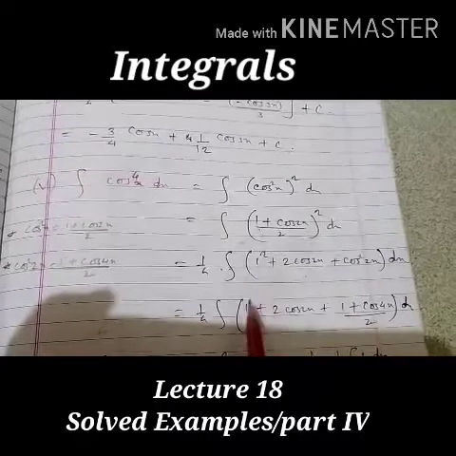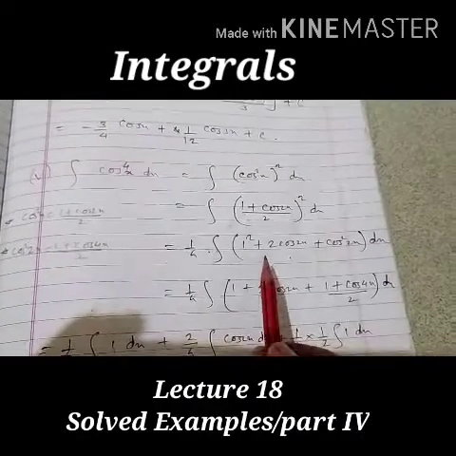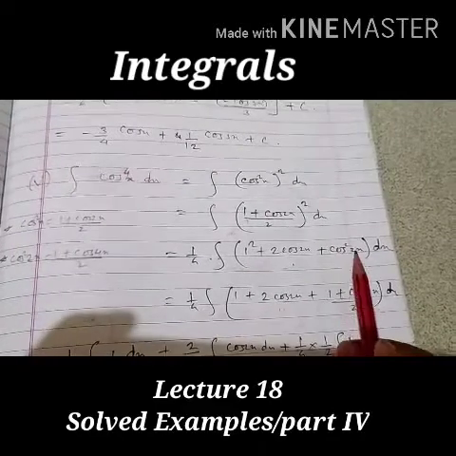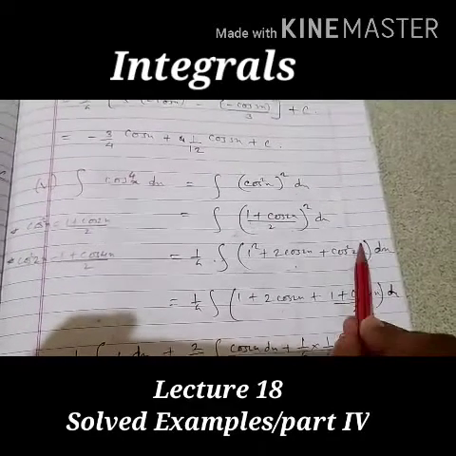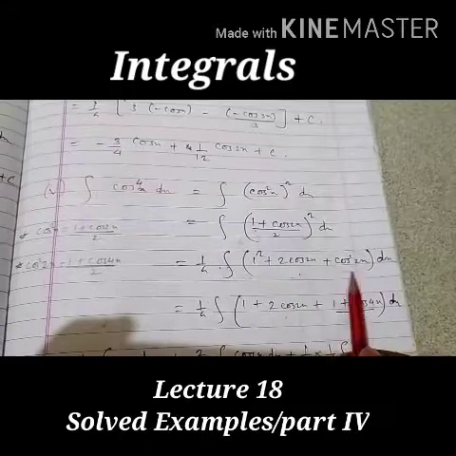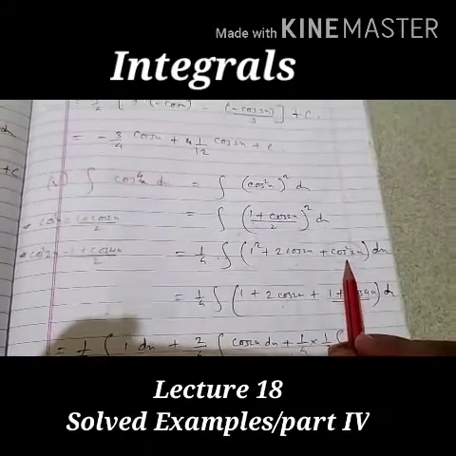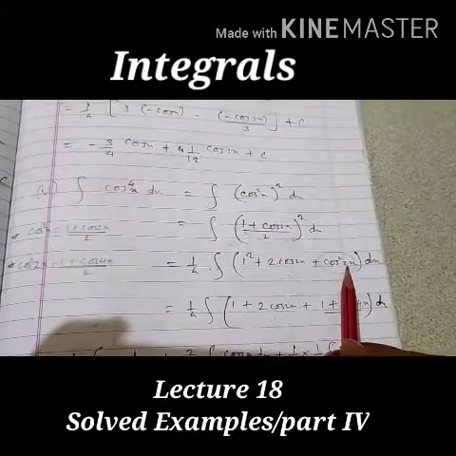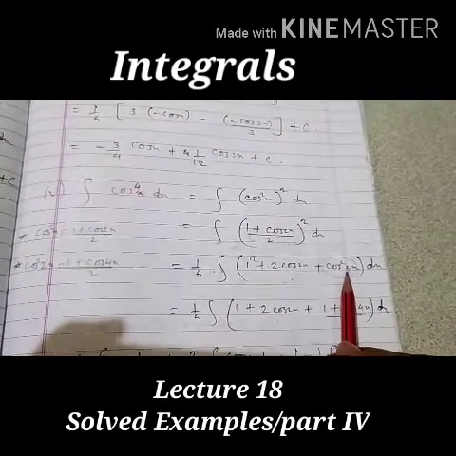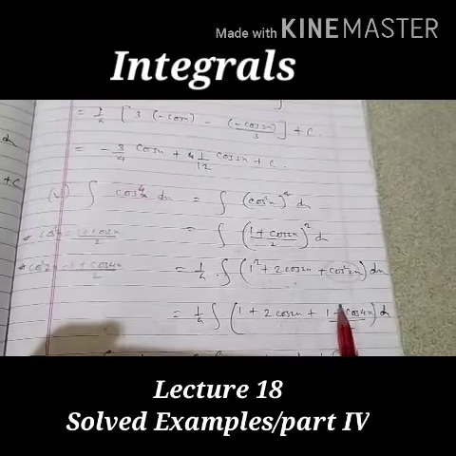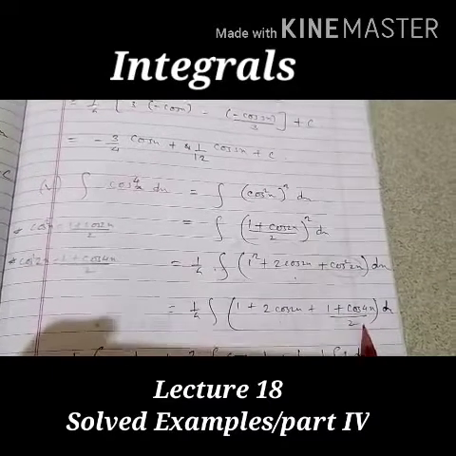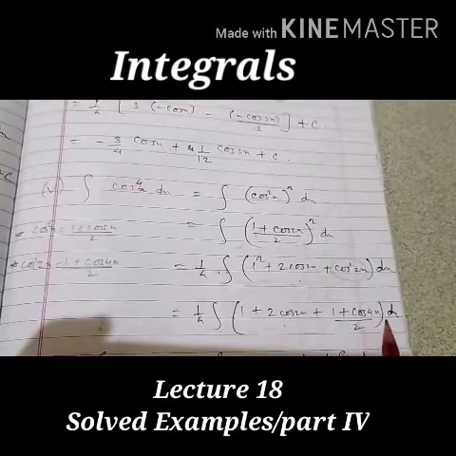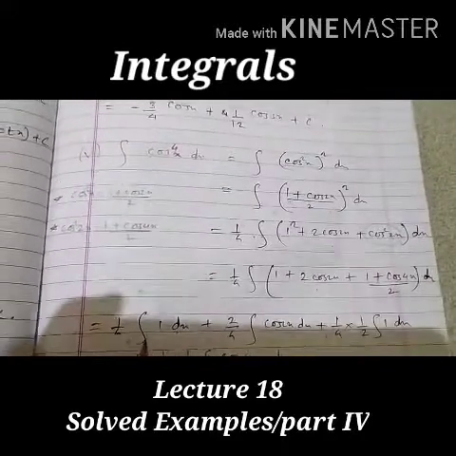Okay, now 1 square will be 1 only, 2 cos 2x as it is. Now here we'll use cos square 2 theta. Now here we know that when we are converting cos square in 1 plus cos, we are doing the double of this angle. So 2x into 2 will be 4x. Now it will be 1 plus cos 4x upon 2, bracket complete dx. Now we'll separate the integral in the next step.